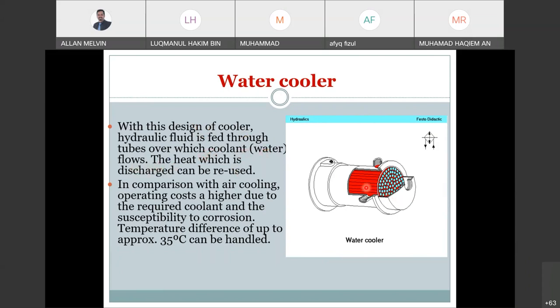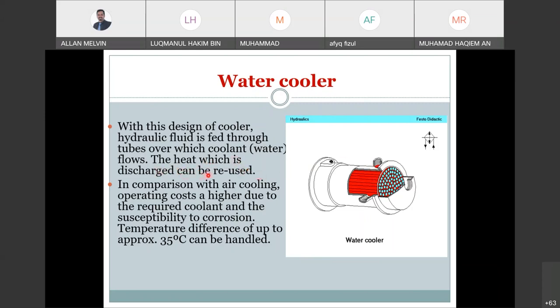So when your hydraulic, it looks like this, it has coolant inside. I think the blue color is the coolant. Sorry, the red color is the coolant. The blue color is the hydraulic hose. Okay, so when the hydraulic fluid passes through the coolant, heat exchange will happen.